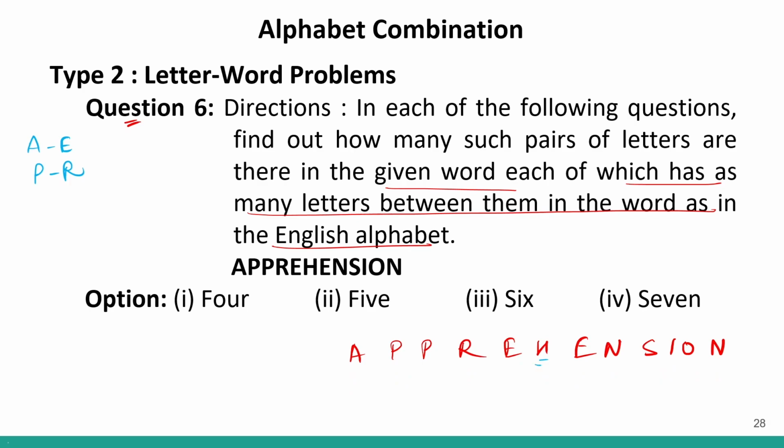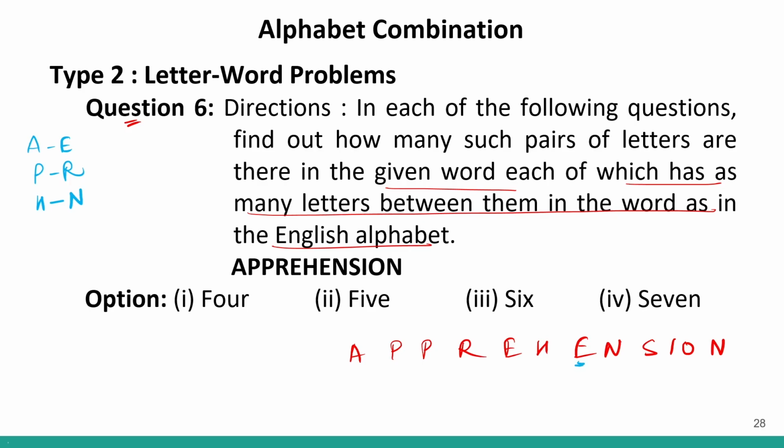After H, we have I, J, K, L, M, N. So now I can see N being common. So another pair will be H, N. Right? We will move on to E.